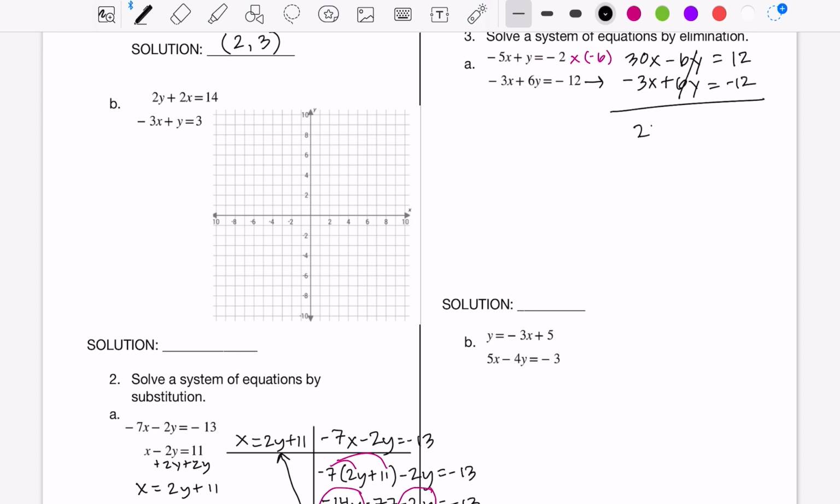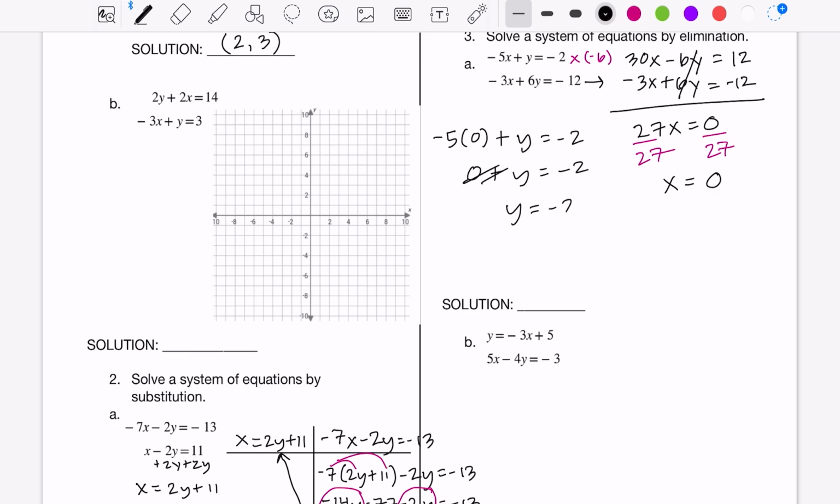These cancel, 27x equals 0, and then divide by 27. And remember, it's okay to have 0 in the numerator. That just equals 0. And then I'm going to take that and plug it into either equation. So negative 5 times 0 plus y equals negative 2. Negative 5 times 0 is just 0, so then we end up just getting y equals negative 2. So then we have 0, negative 2.